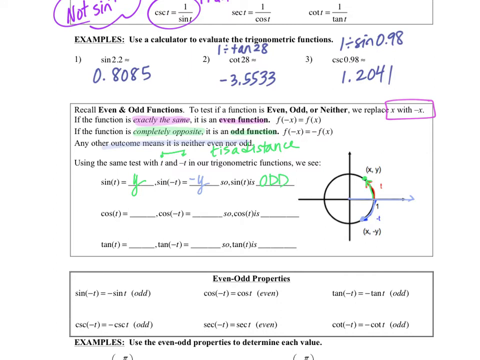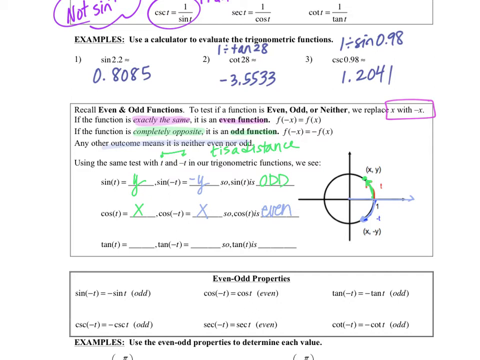Okay, we're doing the same thing here for cosine. So same, like I go up t units, I'm at the point x, y. Cosine is my x value. Therefore, it's just x. Okay, if I go down t units, I'm in quadrant 4, my cosine is still x. It's still positive x because I'm in quadrant 4 and x's are positive there. That's exactly the same. That means cosine is even.